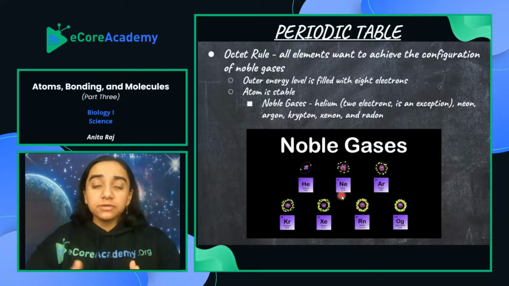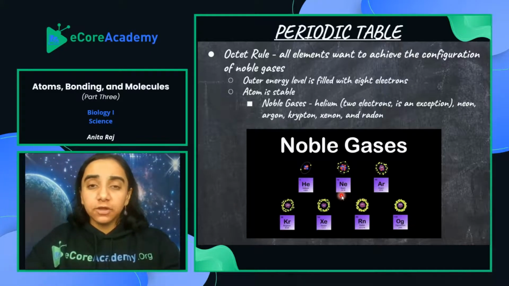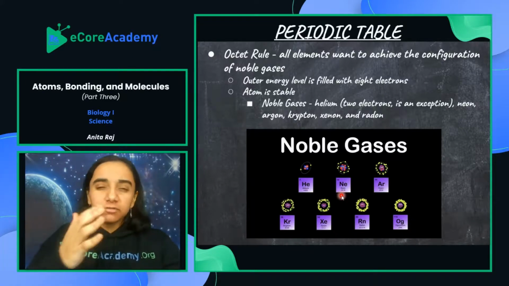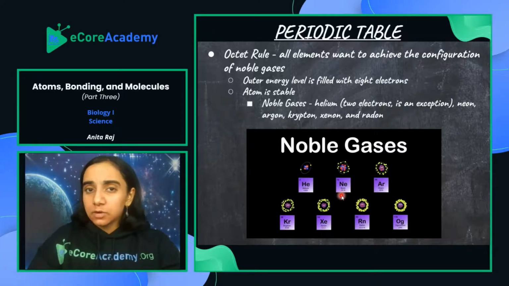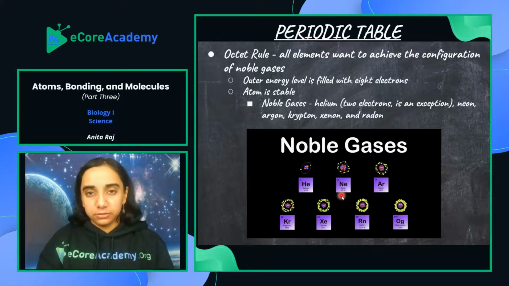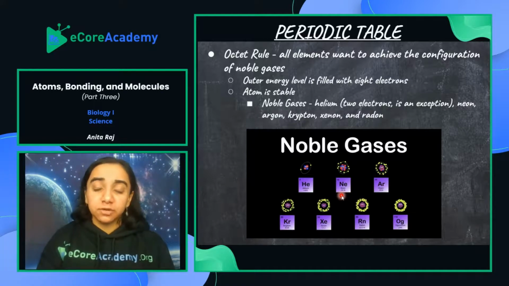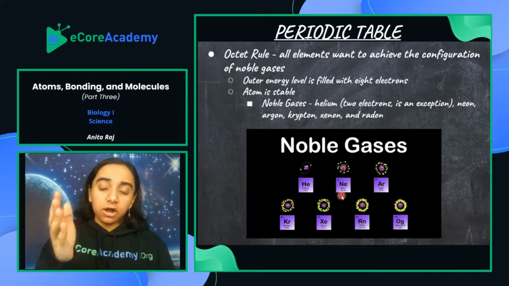So the outermost energy level for them is completely filled, meaning the atom is stable, so they don't want to react. They don't need to, because the main reason atoms will react is to become more stable, and the way they become more stable is by filling that outermost energy level with its maximum capacity of electrons. So that's what octet rule means.